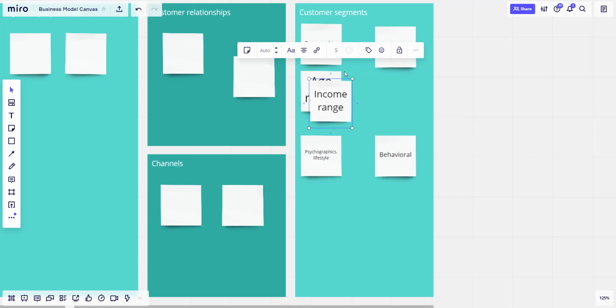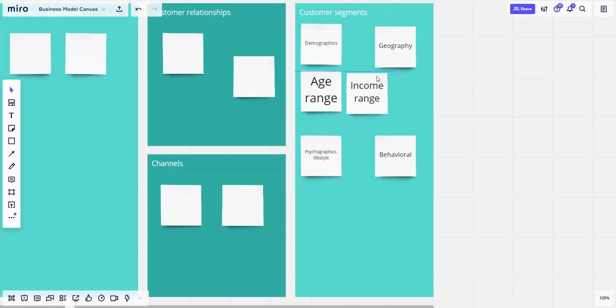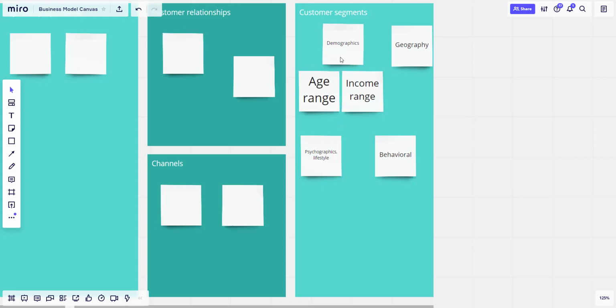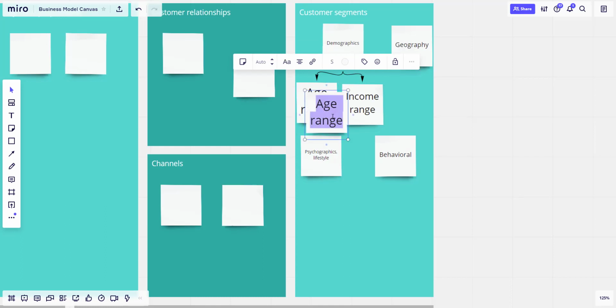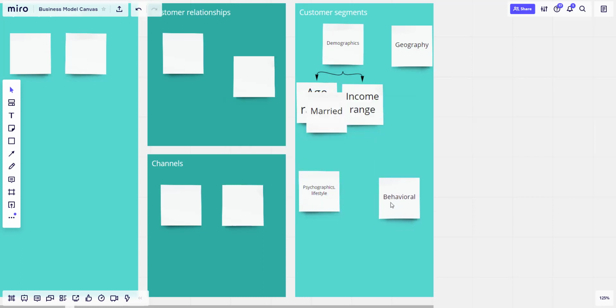Okay, so maybe you're looking for consumers who are between the ages of 21 and 45, making anywhere between $45,000 a year and $100,000 a year. Those would be two demographic variables that you would use to describe your customer segment. Another one that's often used is marital status, right? Are you married, single, otherwise? So maybe we're looking for married individuals in a certain income range, in a certain age range.